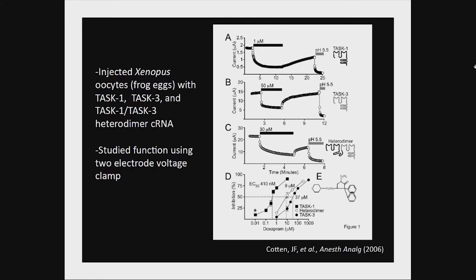And shown in this figure are our current records from the voltage clamp, where the y-axis is current in microamps, and the x-axis is time in minutes. And you can see with the application of 150, 30 micromolar doxapram, there's a reversible inhibition of these channels. And then all these channels, again, are inhibited by acidic pH. The concentration response analysis yields an IC50 of about 400 nanomolar for TASK1, and then 9 and 37 micromolar for TASK3 and the heterodimer.